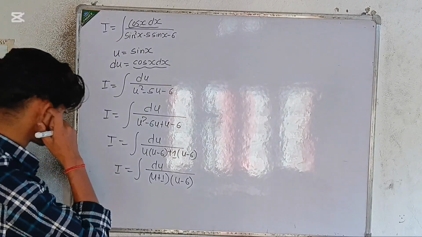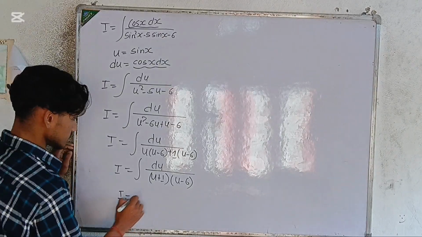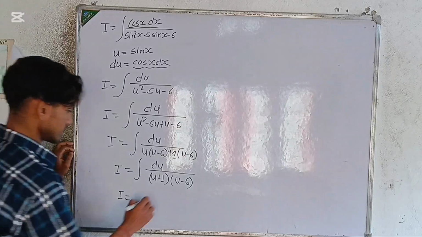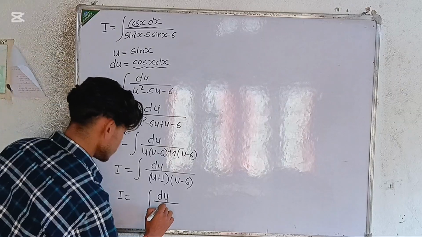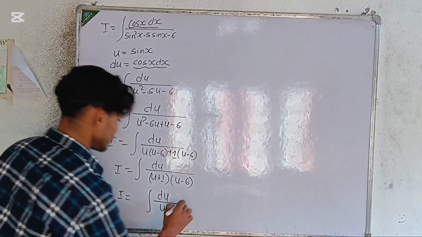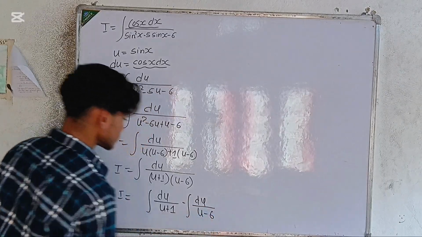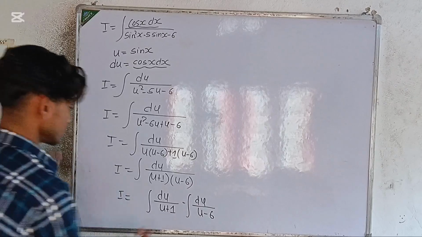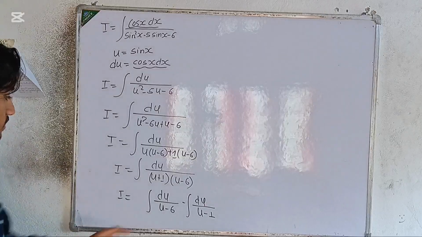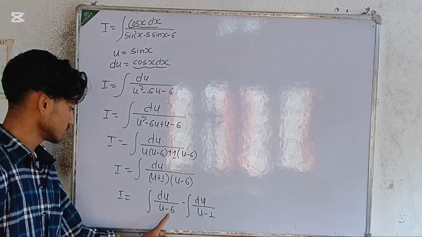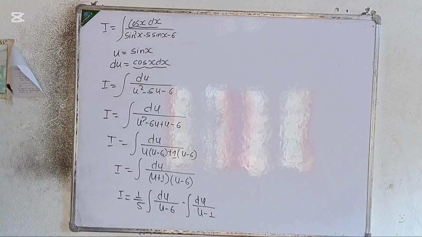This much, and you get I as the integral of du over u plus 1 minus the integral of du over u minus 6. Once you take the substitution, here we have u minus 6, and if I write u here, I get u minus 1 minus u, and I have to rearrange it by 5.